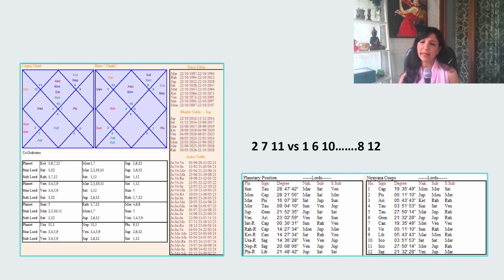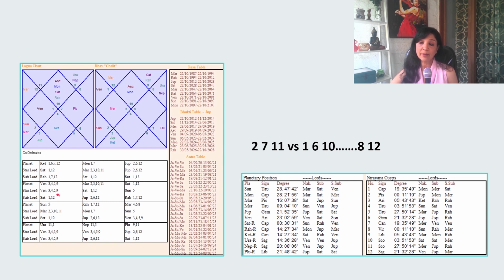Here we see 9 and 12 primarily. As you can see, 9 and 12. So travel is seen in this relationship. In such cases, the partner may have to travel for work because we see the 4th house also.